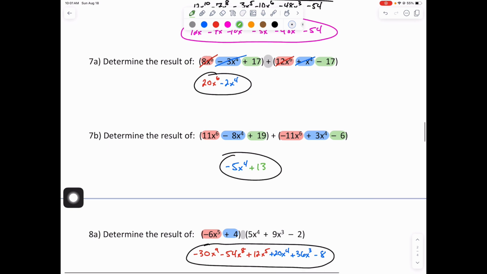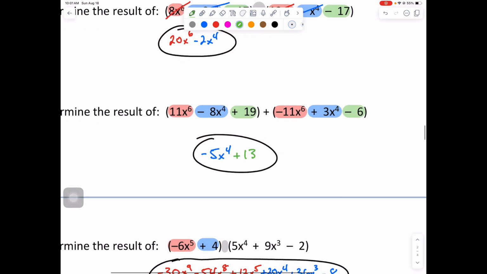Moving forward to 7b. All we're doing, again, we see that plus, we're combining like terms. 11x to the 6th minus 11x to the 6th. We didn't write anything in red because those cancel one another out. Negative 8x to the 4th plus 3x to the 4th gave us a negative 5x to the 4th, and 19 minus 6 gave us our positive 13.